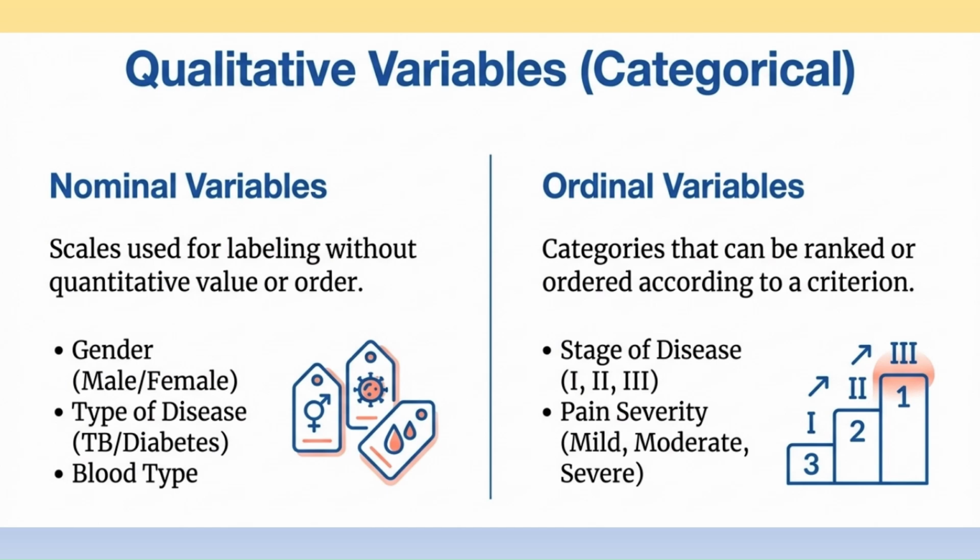Qualitative types of variables. Nominal variables: scales used for labeling without quantitative values or order. Gender, categorized as male and female; types of disease, such as TB and diabetes; blood type, blood group A, B, O, etc. Ordinal variables: categories that can be ranked or ordered according to a criterion. Stage of disease: stage 1, 2, 3; pain severity: mild, moderate, severe.